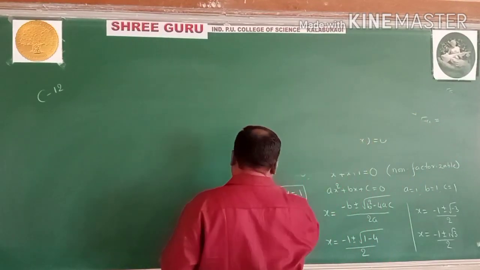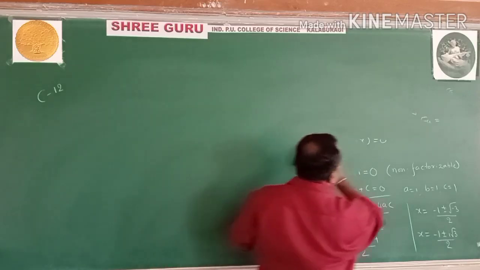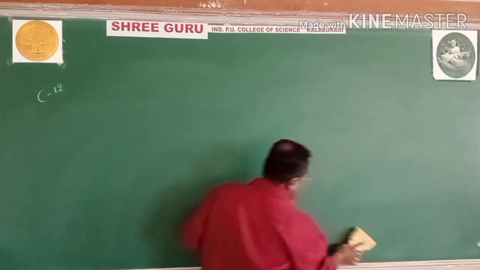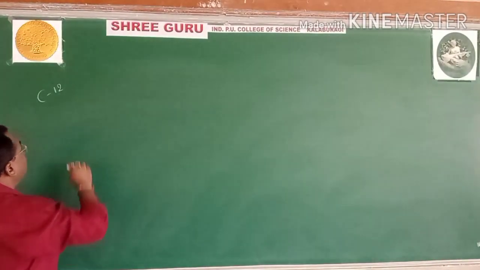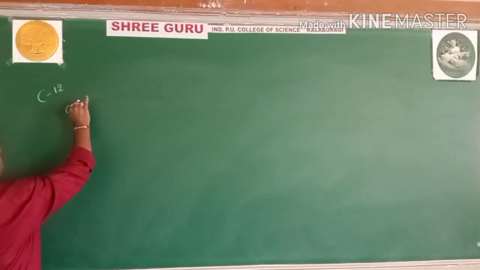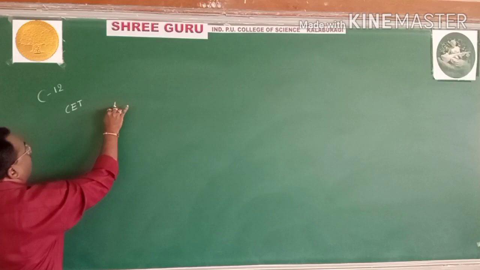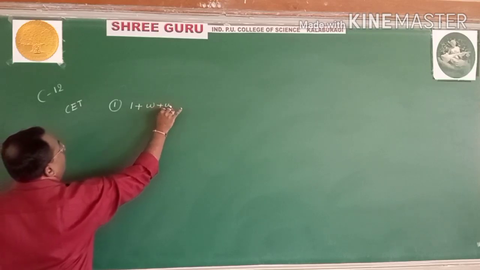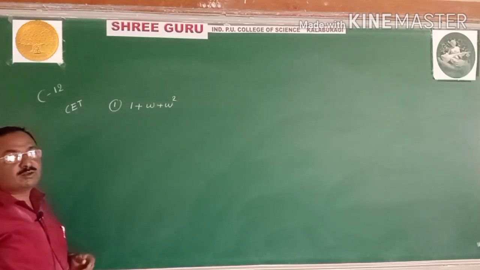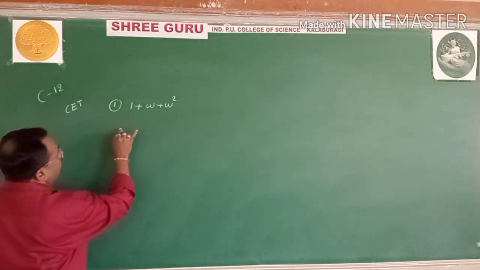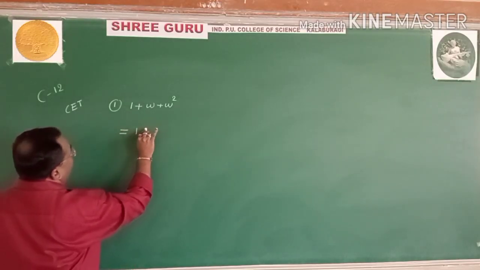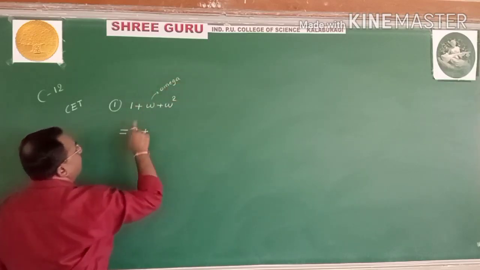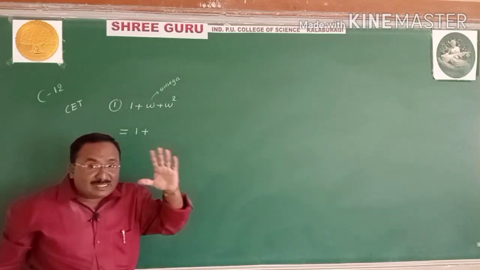Next, suppose here a CT point, 1 plus omega plus omega square. Suppose asking the sum of cube roots. This value is there. Here 1 as it is 1, here omega, and omega square. Keep in your mind, this is fixed.